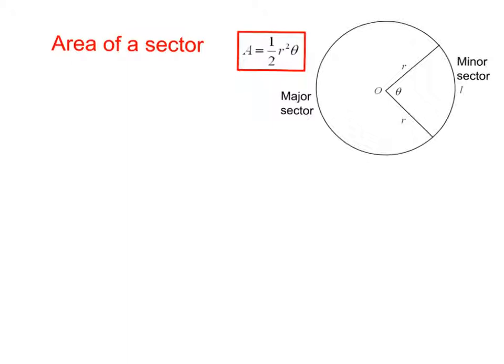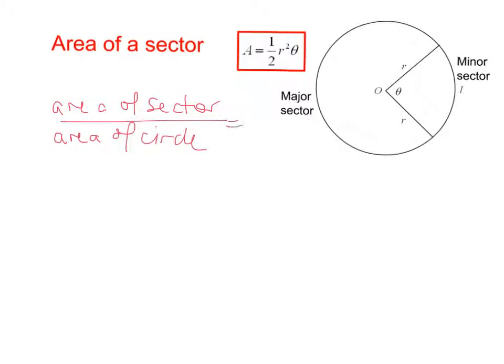Well, if we say that the ratio of the area of the sector to the area of the whole circle is equal to the ratio of the angle theta to the angle in the whole circle, that whole revolution there, then we can substitute in what we know to get this formula.